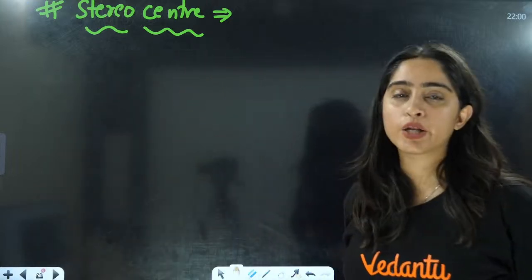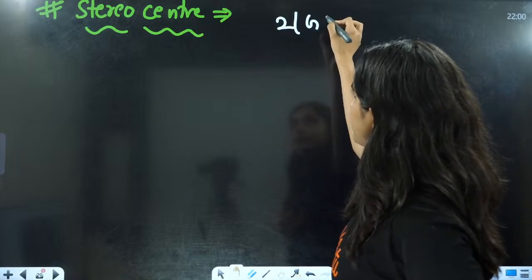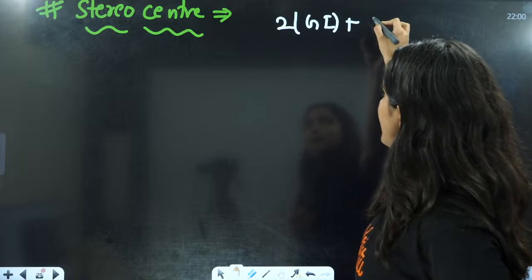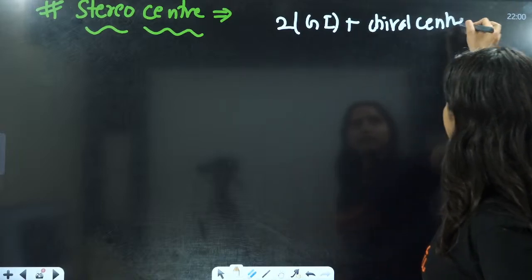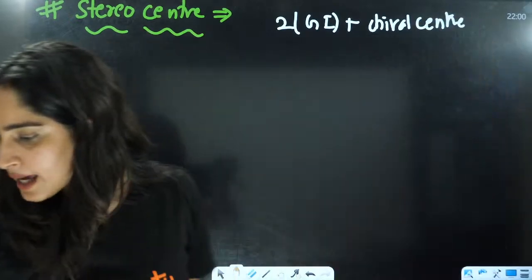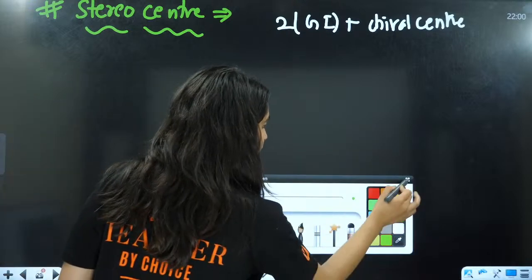Now let us see what a stereocentre is. Stereocentre means 2 into the number of geometrical isomers, plus the number of chiral centers. These are the number of stereocenters. For example, I am going to draw something for you, and you just define the stereocenter for that.